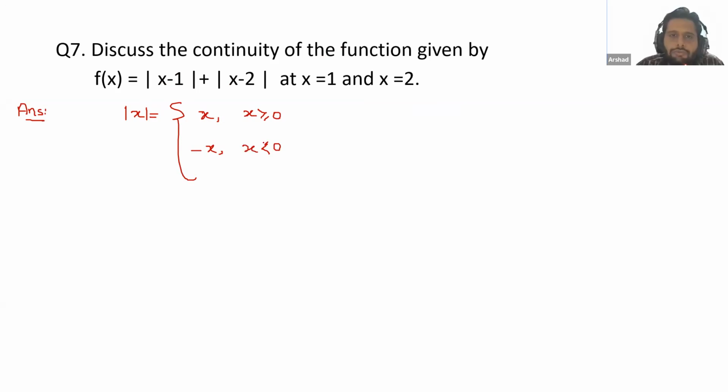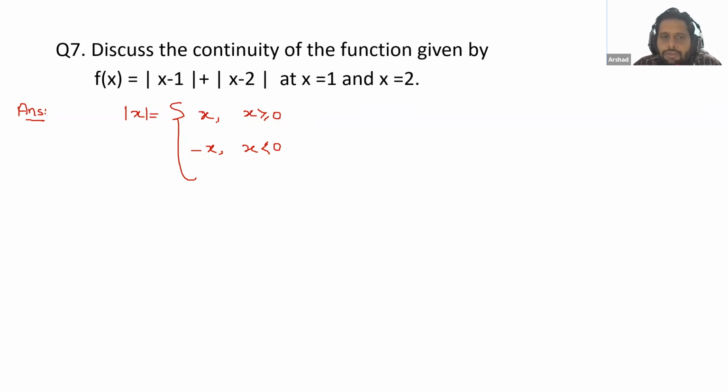Okay, Fahd, you were absent yesterday. So we have done some questions. Please check the recorded lectures regarding the modulus function. Fahd, you might have done this in class 11. It was there in the chapter relations and functions. Okay, please check the recorded lectures.